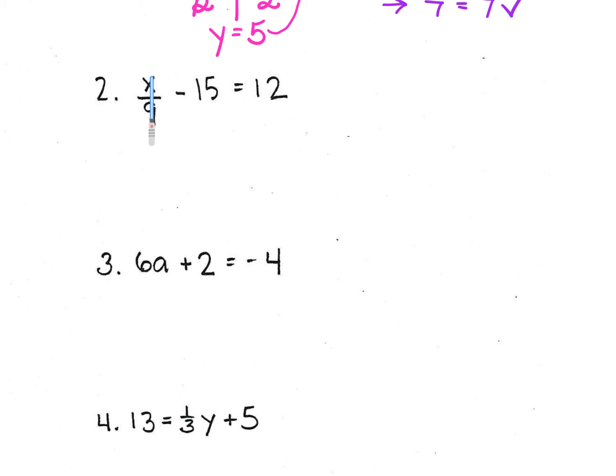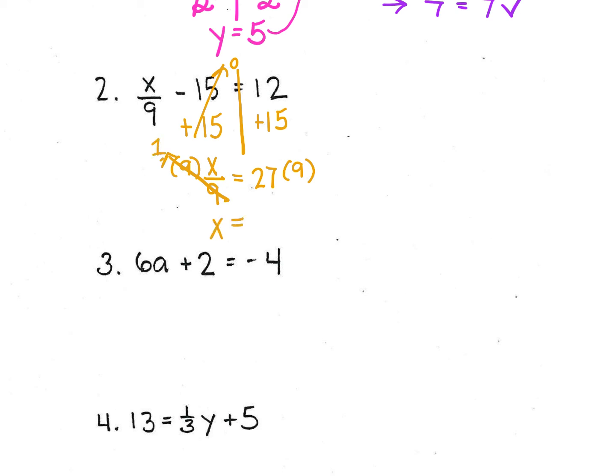Next example, x divided by 9 minus 15 equals 12. Again, we are undoing addition or subtraction first, and because we subtracted 15, we are going to add 15 to both sides of this equation. That is 0, so x divided by 9 equals 27. From here, I am going to multiply by 9 on both sides of the equation because 9 divided by 9 is 1. We're left with x is equal to 243.